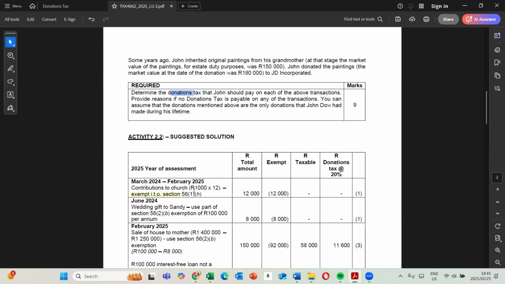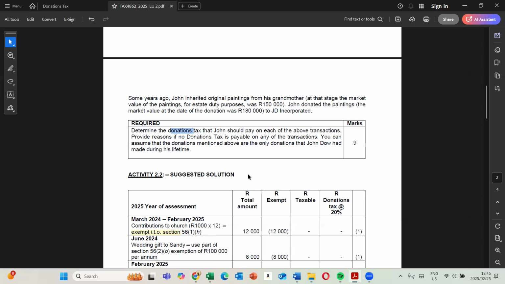Sometimes in the exam, they want you to make reference to your legislation. So that's where you can say section 56, subparagraph 1, subparagraph H. Then you write down exempt. You record the total amount of the donation. John was donating 1,000 per month, so 1,000 times 12 makes 12,000. Then you record exempt. That's the framework they normally award marks on.